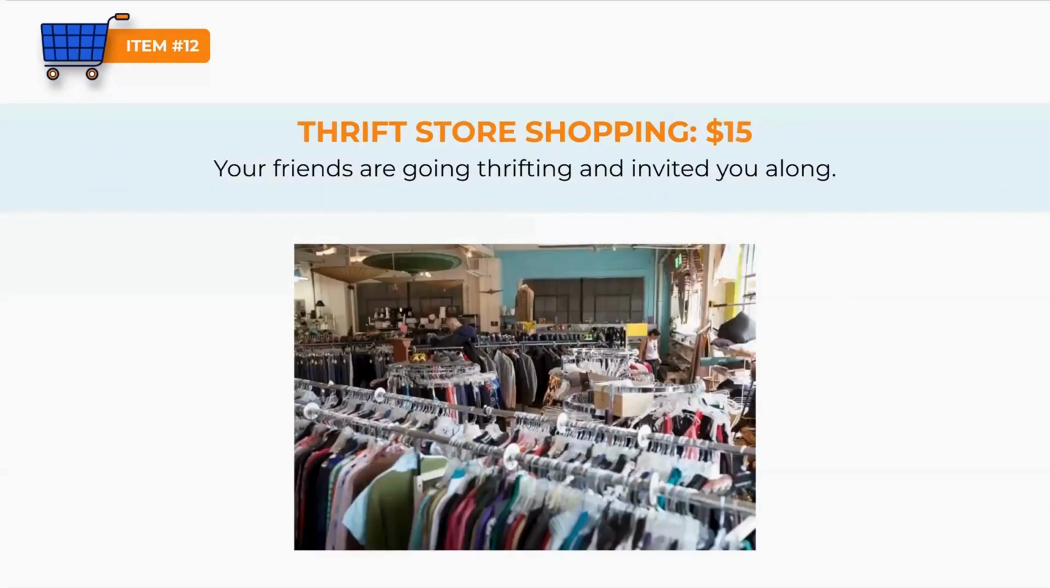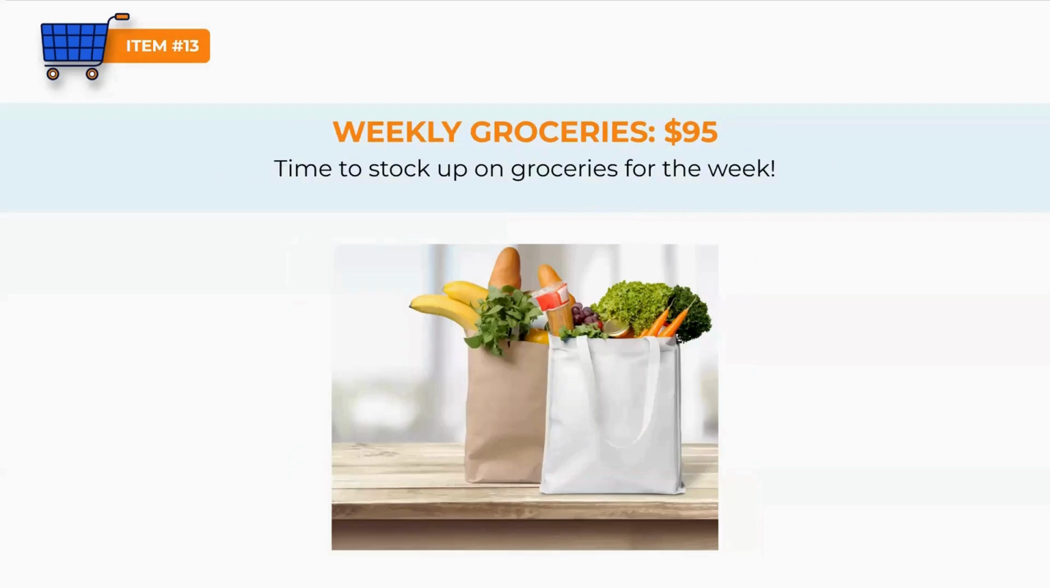Item number 12, thrift store shopping, $15. You and your friends are going thrifting and you're invited along. I hate thrift shopping because I always seem to find something. And then I want to buy it. And I shouldn't. So that's why it's bad. But I do like it. Item number 13, weekly groceries, $95. Time to stop and run groceries this week.